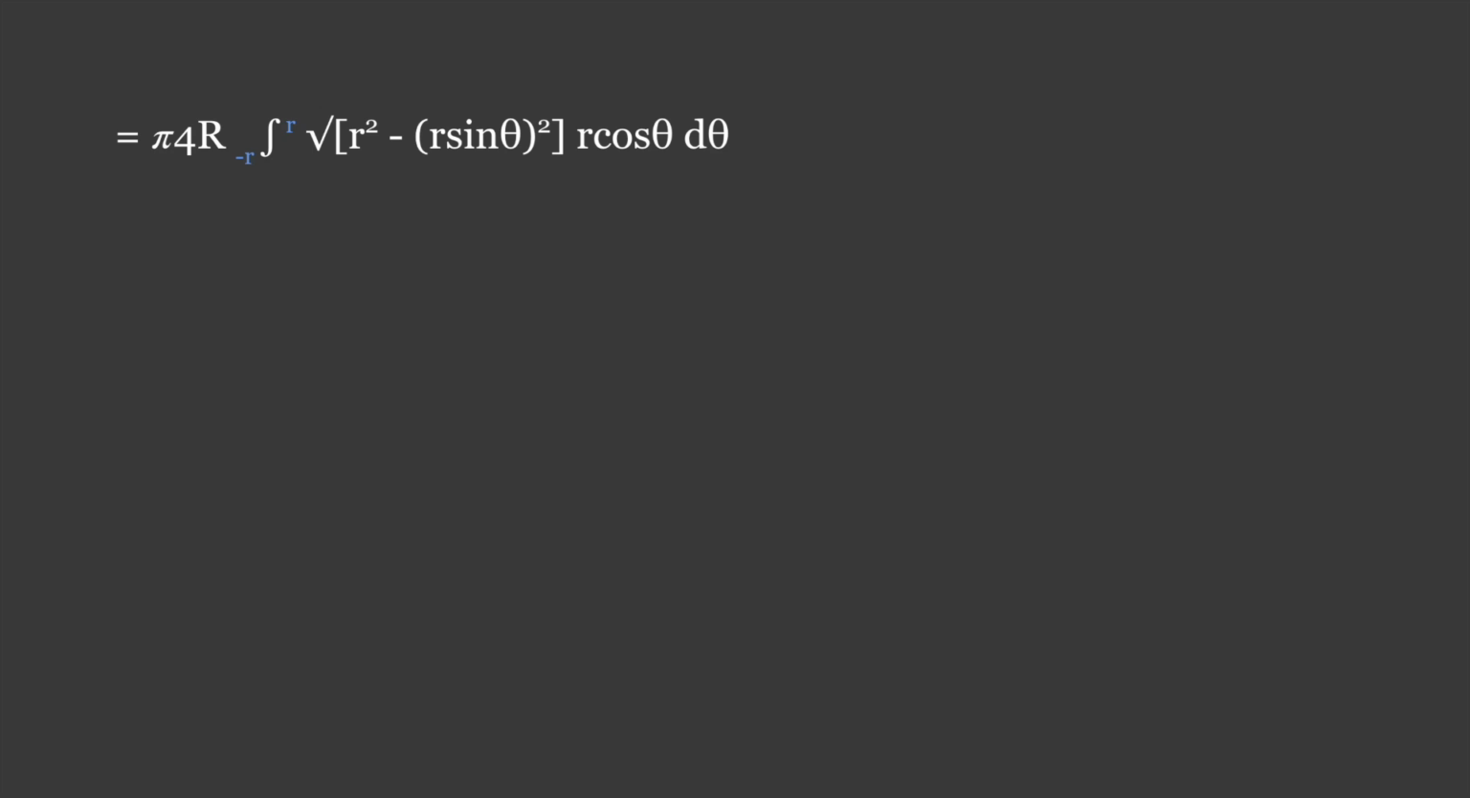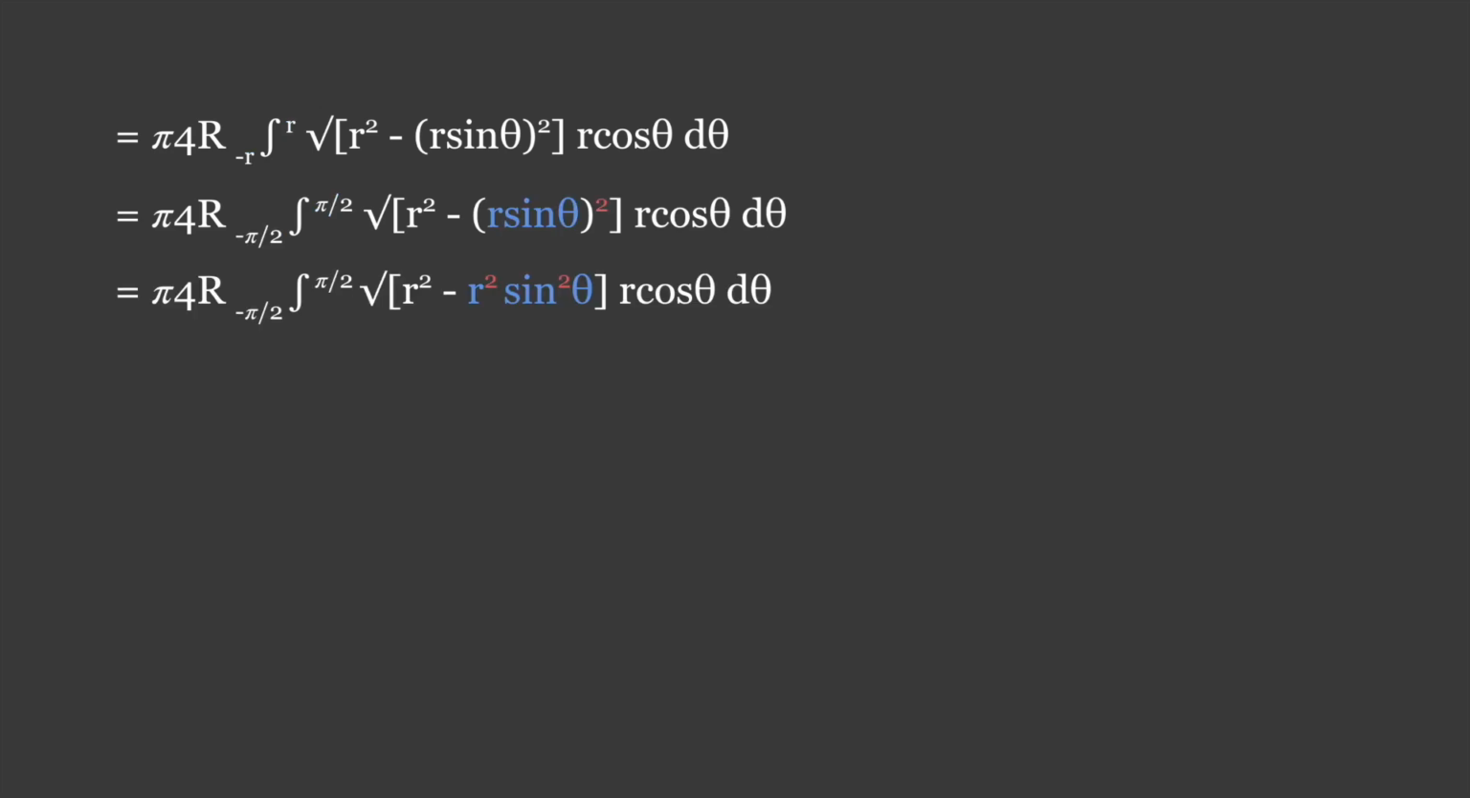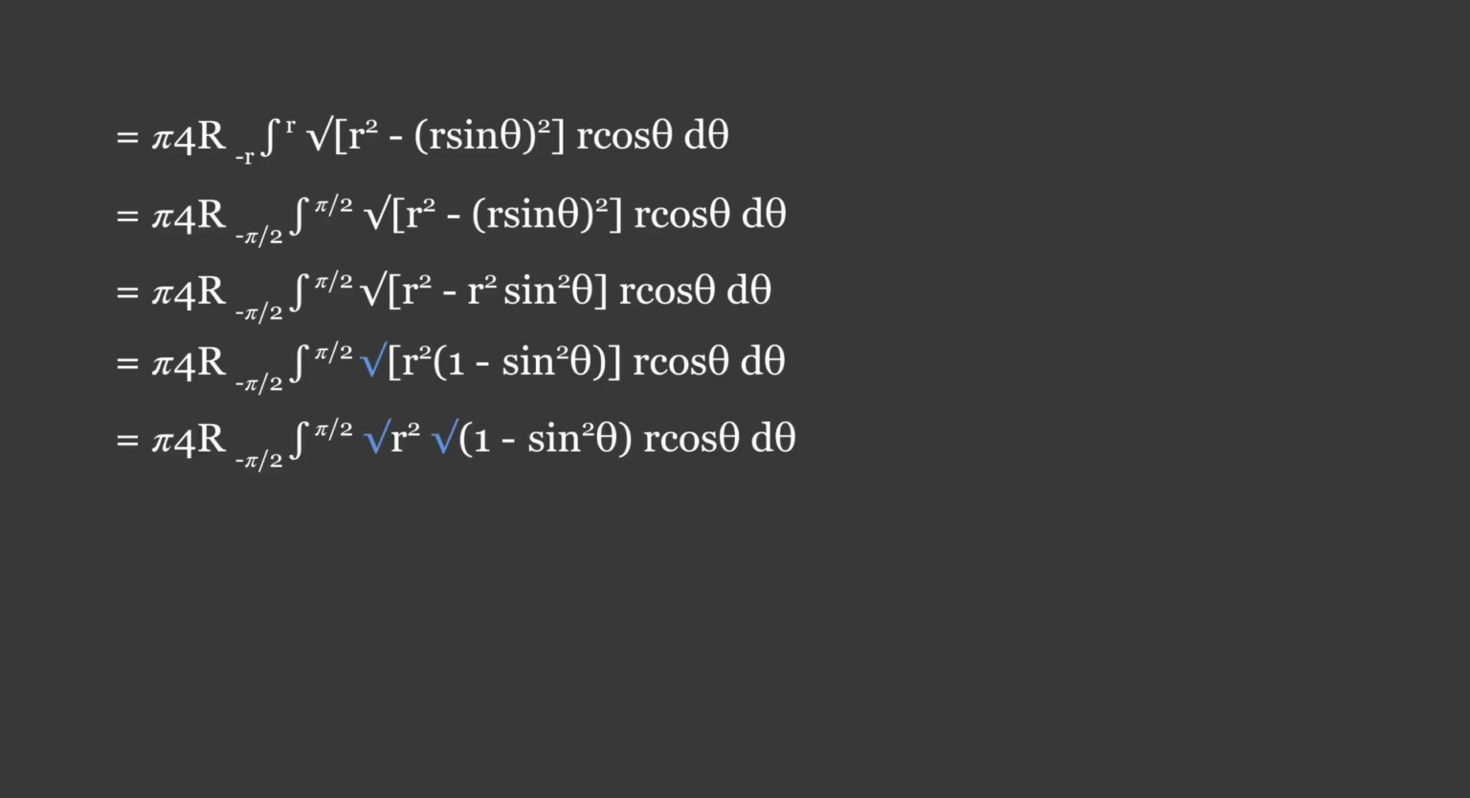Let's first change our newly discovered limits, and continue by expanding this term into r squared times sine squared theta. Noticing that each term has a common factor of r squared, we will then factor it out as such. This square root can be distributed across both terms, so that we can simplify further. However, before this, we will substitute 1 minus sine squared theta for cosine squared theta, because of this trigonometric identity.